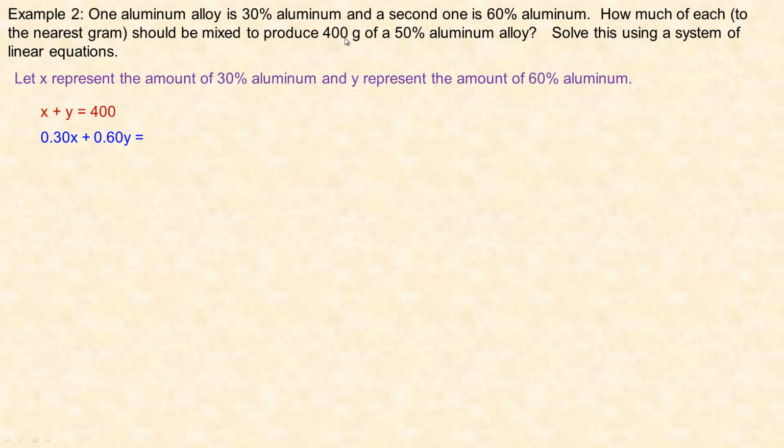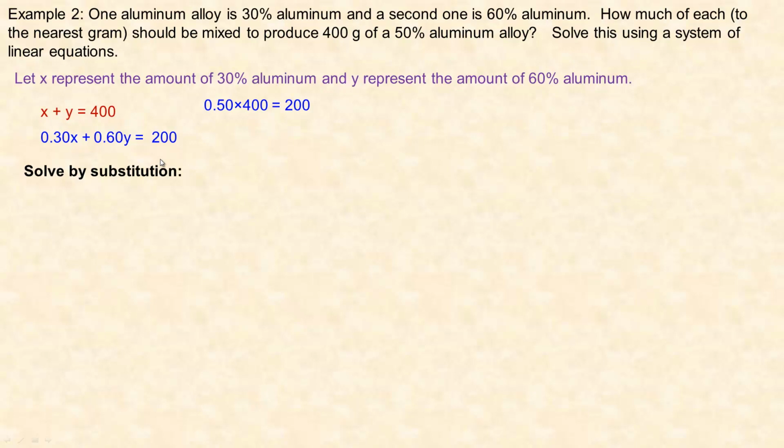The final product is 400 grams and it's 50% aluminum. So if we take the 400 grams and multiply by 0.50, well, it's half aluminum. That's what 50% aluminum alloy would mean. It's half aluminum and half something else, and you don't have to worry about what that something else is. So this would equal 200. This is the amount of aluminum coming from the 30% alloy, this is the amount coming from the 60% part, and altogether it has to add to 200 because that's 50% of the 400. So that's the two equations.